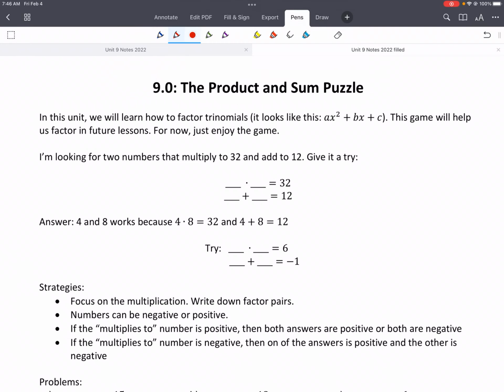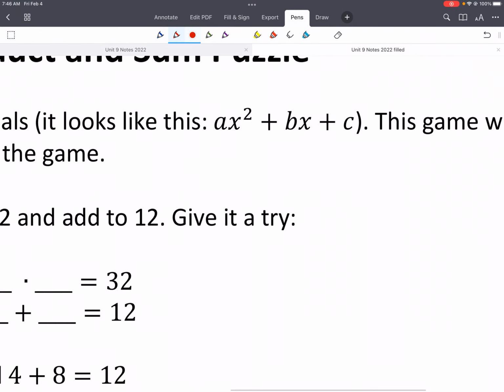All right, everybody, this is 9.0, the product and sum puzzle. All right, so in our last unit, we talked about factoring out the greatest common factor. But in this unit, we're going to be focusing a lot on something that looks like this. This is called the standard form of a quadratic.